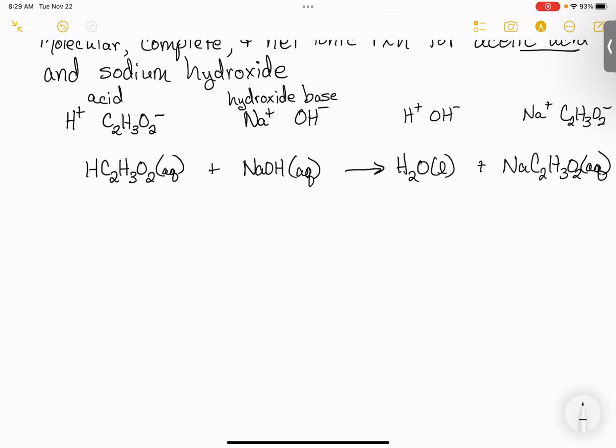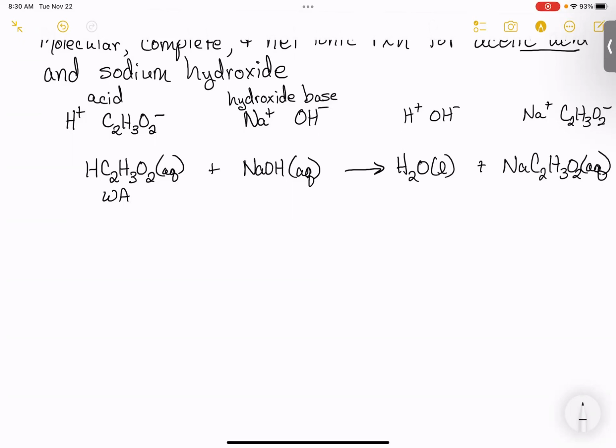Okay, folks, you got to memorize your acids and bases. You got to memorize your acids, especially your strong acids. Your strong acids are HCl, HBr, HI, HNO3, HClO4, and H2SO4. That's it. 6 strong acids. Acetic acid was not in that grouping. So this is a weak acid.